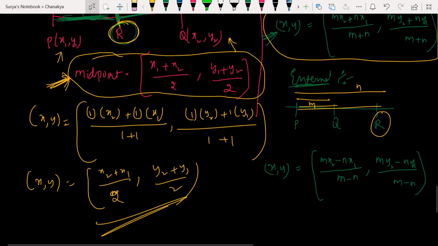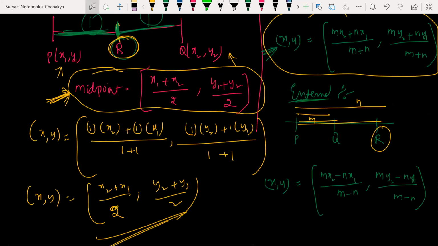What is the midpoint formula? Average of the x coordinates, comma, average of the y coordinates. I mean x1 plus x2 by 2, comma, y1 plus y2 by 2. That is my midpoint formula. Hope it is clear. So where do we use the formula with x1, y1, x2, y2? When you are given two coordinates of two points.